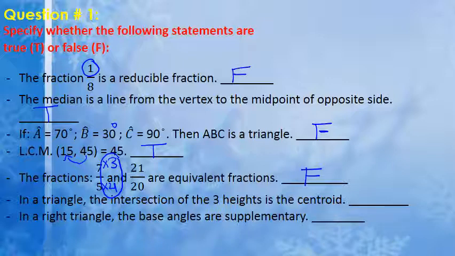In a triangle, the intersection of the three heights is the centroid. This statement is false because the intersection of the three heights is not the centroid, it is the orthocenter. In a right triangle, the base angles are supplementary. Also, this is false because in a right triangle, the base angles are complementary. This means that the sum of these two angles is 90 degrees and not 180 degrees.